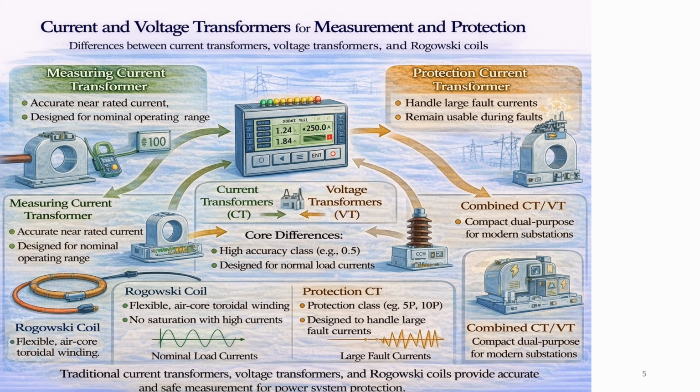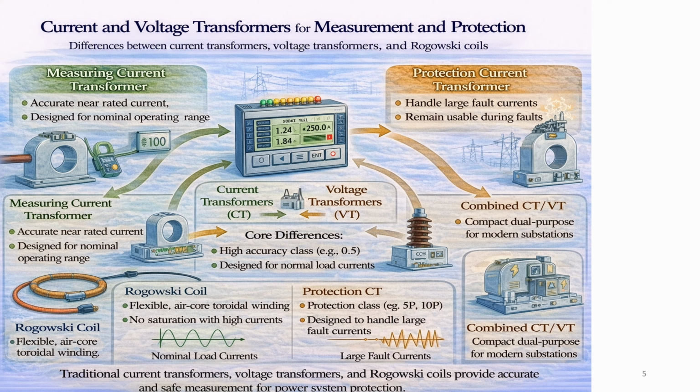Measuring current transformers must be accurate near rated currents. They are designed to operate correctly only around nominal currents. Protection current transformers must transmit large abnormal currents accurately. They must remain usable during the faults. Because of this, their ferromagnetic core characteristics differ.